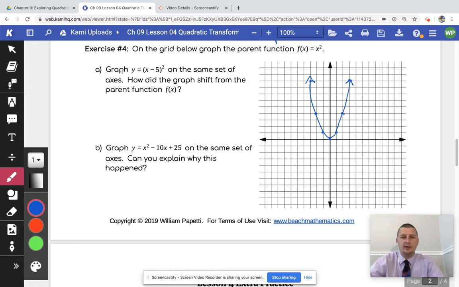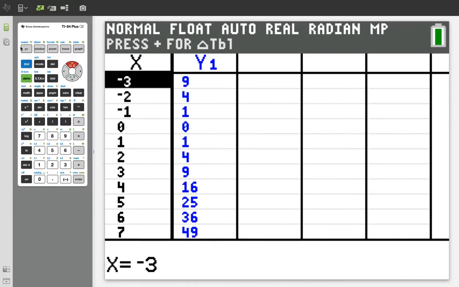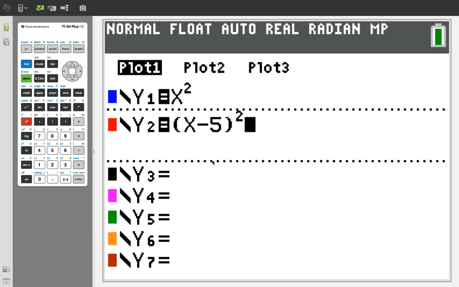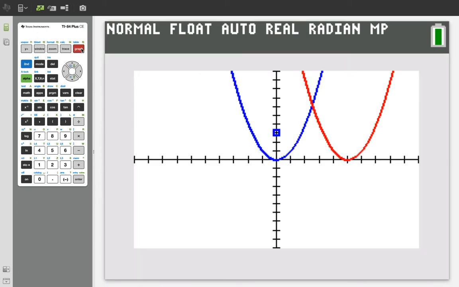Now in part A, we want to graph y equals x minus 5 squared on the same set of axes and see how that graph shifted from the parent function of f of x. So let's go back to y equals, and this time let's go down to y2. And we're going to put in x minus 5 inside parentheses and then square that. If we're subtracting inside parentheses, we should know that our vertex is going to shift 5 units right. But let's double check, and now let's look at our graph. And yes, it does shift 5 units right.